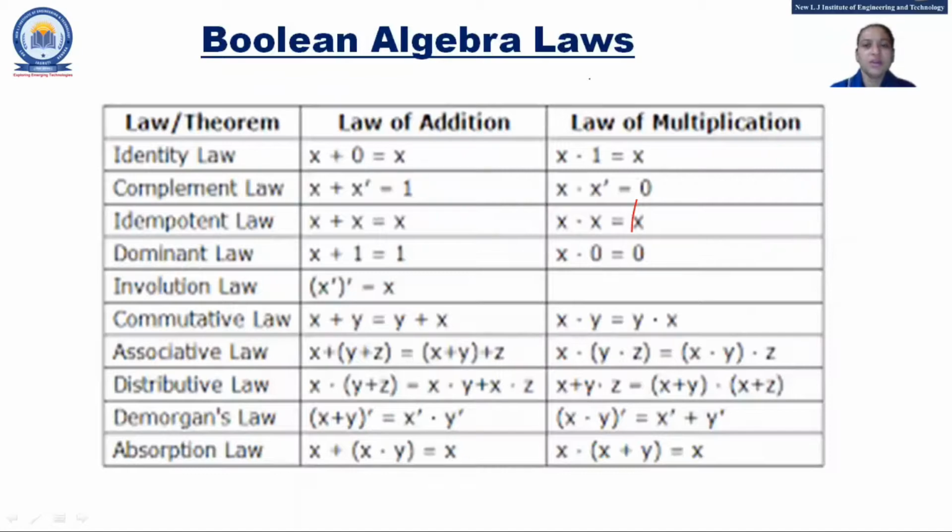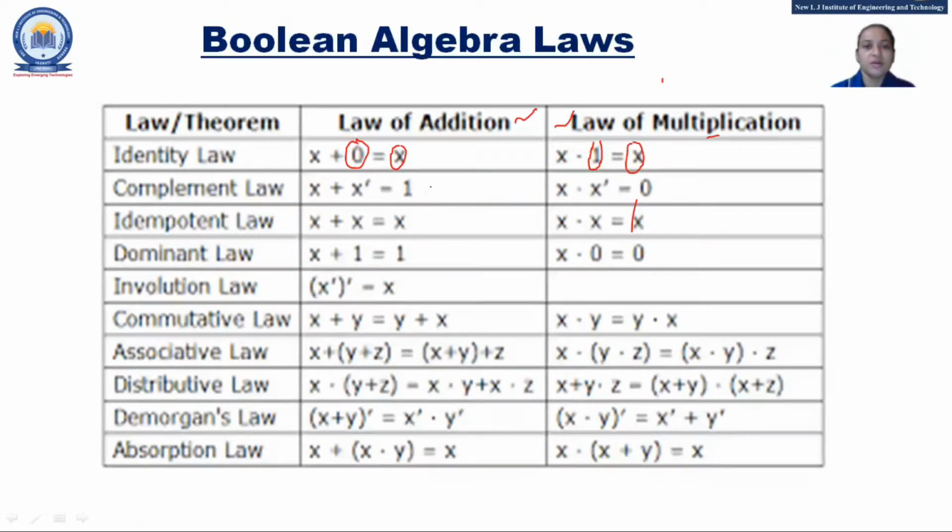Now there are various basic theorems that we have to remember in Boolean algebra, so that we can solve any kind of complex Boolean equation. There are two categories: theorems for addition and theorems for multiplication. If we add 0 with any variable, it returns the variable itself. For multiplication, if we multiply with 1, it returns the variable itself.